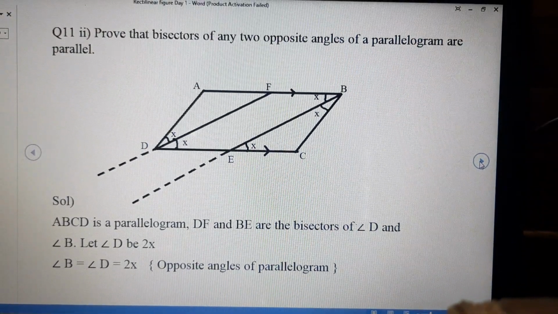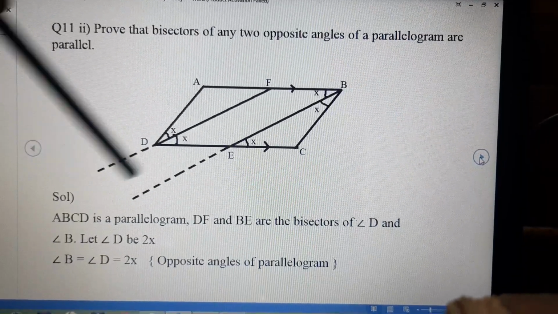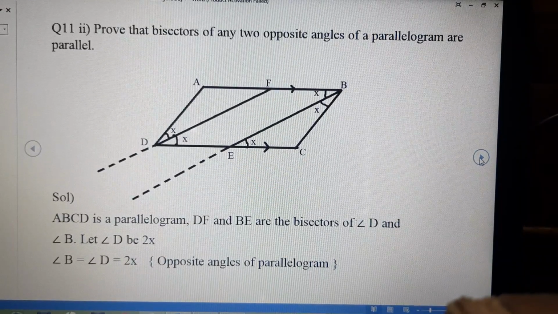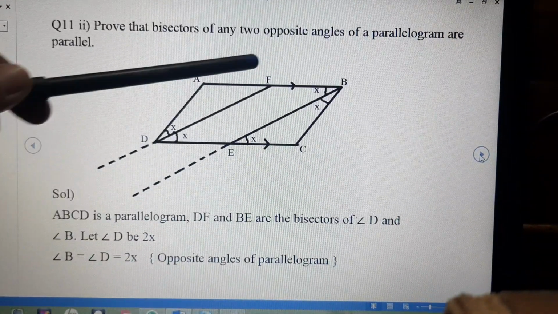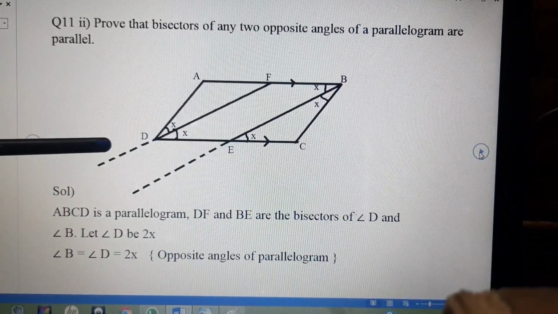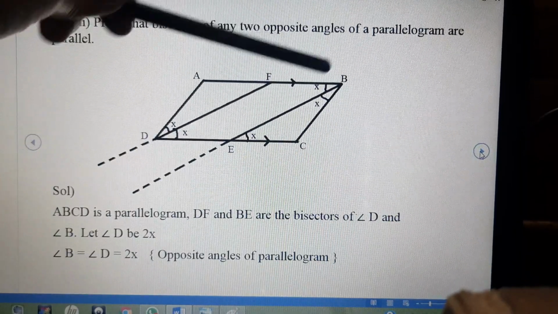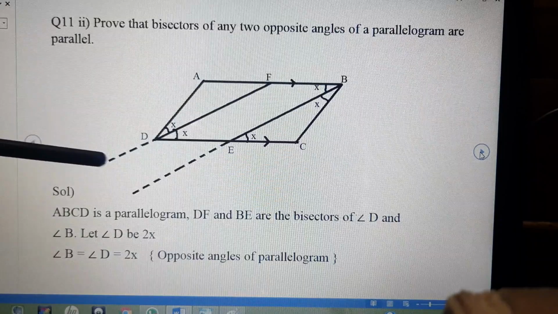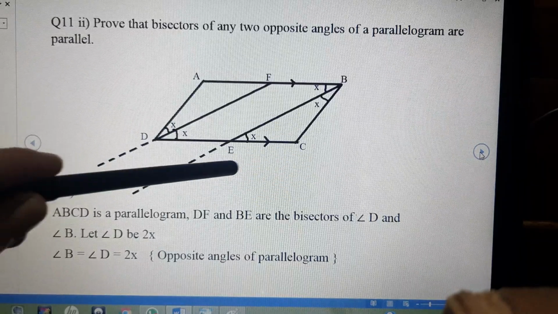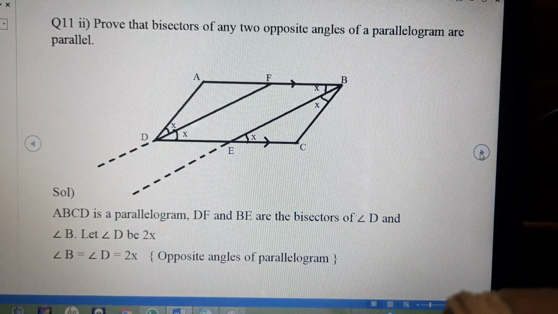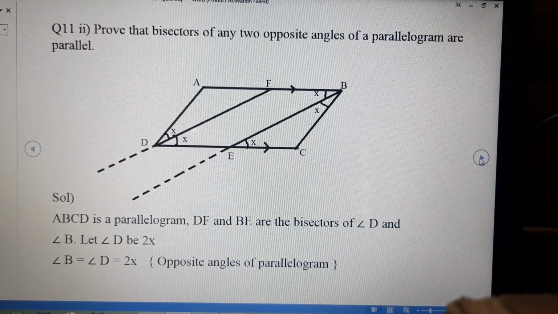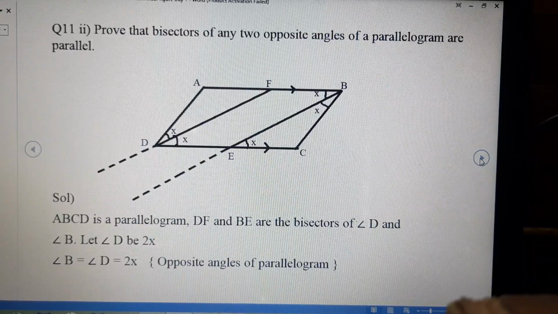Now, if we extend these lines, DF is extended and BE is extended. If you turn the figure and see it, take BE and DF as the lines, and CD becomes a transversal. Then this angle BEC and angle FDC, which kind of angles are these? They are corresponding angles. And if corresponding angles are equal, then the given lines will be parallel to each other.